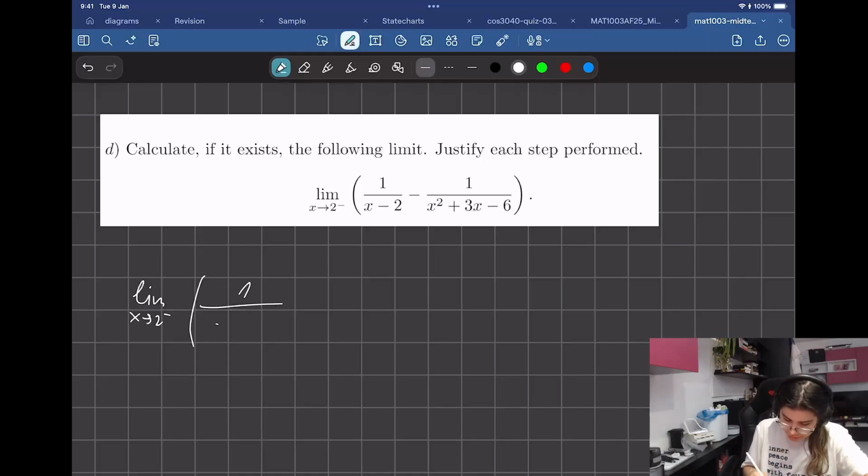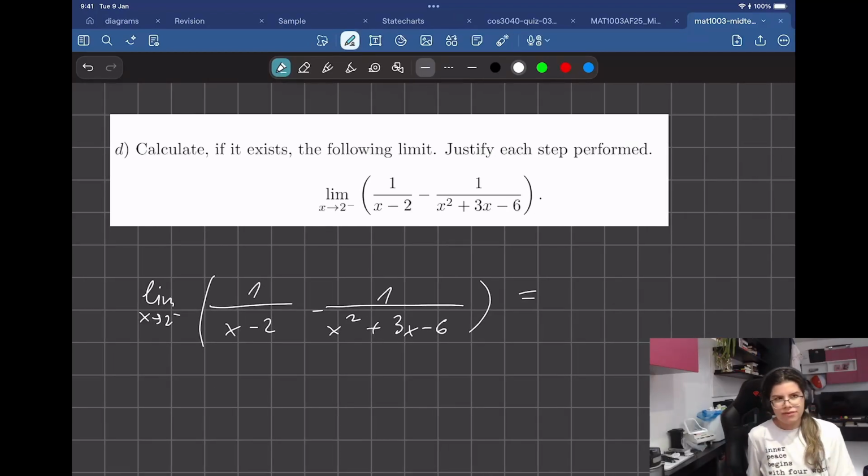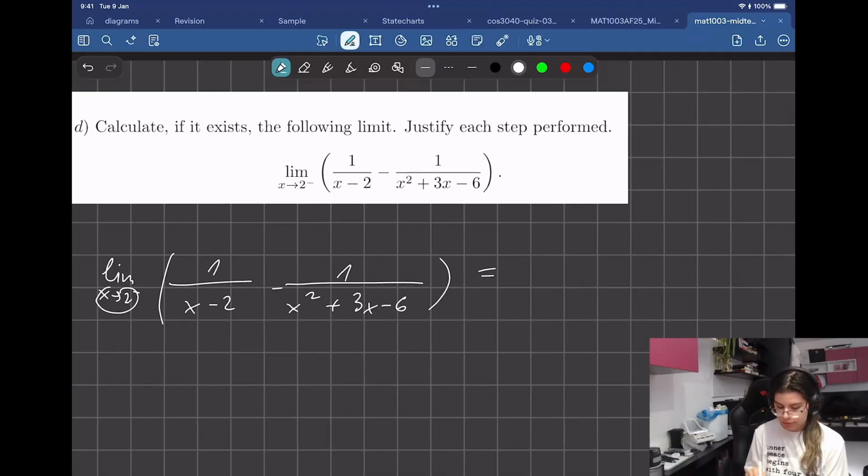And we have the following expression: 1 over x minus 2 minus 1 over x squared plus 3x minus 6. Now, how do you approach this? Well, what tip did I give you previously? I told you to first plug in x equals 2 and see what happens.